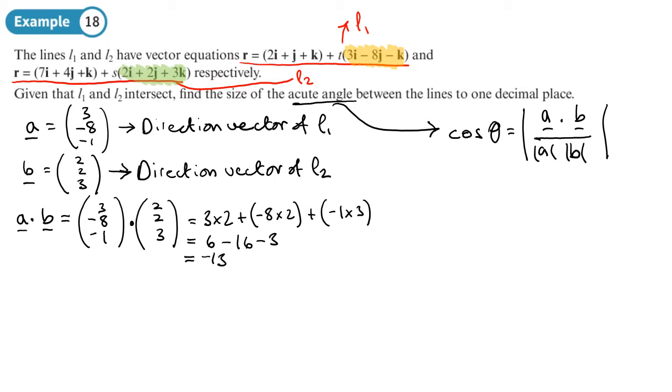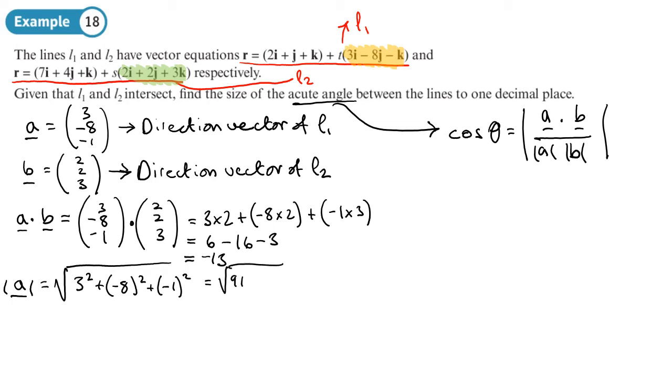Then I also need to work out the length of A. So that's just doing Pythagoras on the 3, the negative 8, and the negative 1. So that's going to be the square root of 9 plus 64 plus 1. So that's root 74.